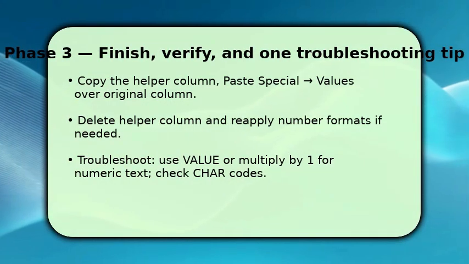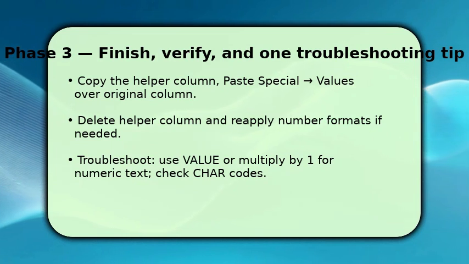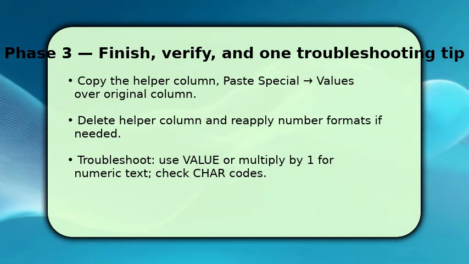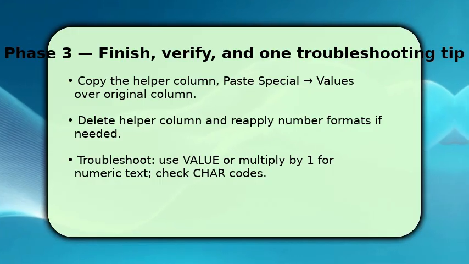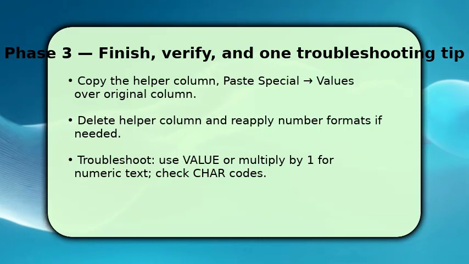Finish by selecting the helper column, copy, then Paste Special, Values, back onto the original cells so you replace text with cleaned results. After that, delete the helper column and reapply any number formats. Make sure formulas are gone.